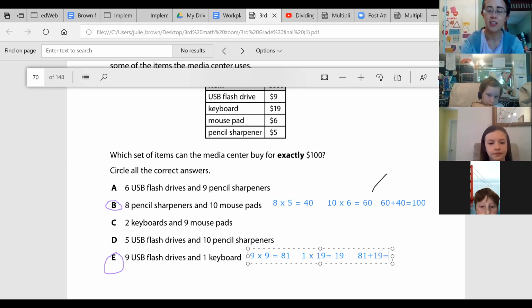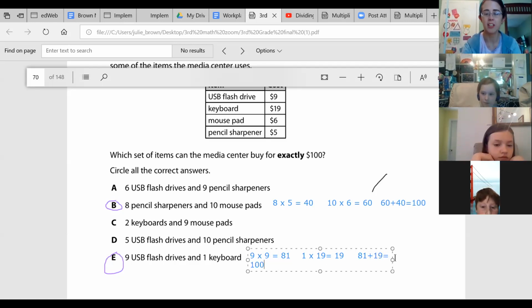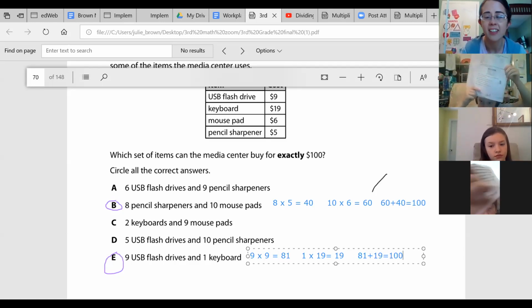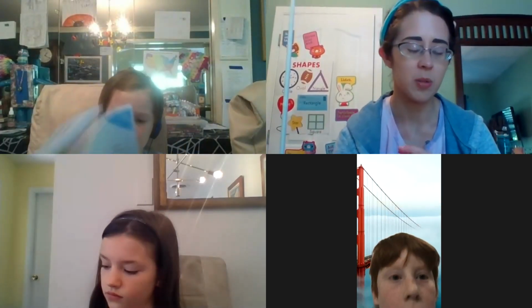Perfect. You guys just want to hold up your papers to the screen once you've written down how we proved that B is correct. Beautiful. Now we're done with today's work, and I'll just do a little bit more with you guys about dividing.